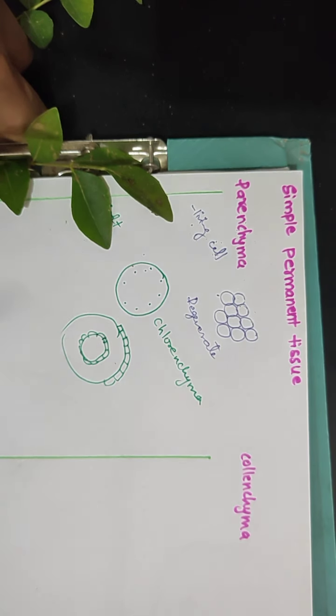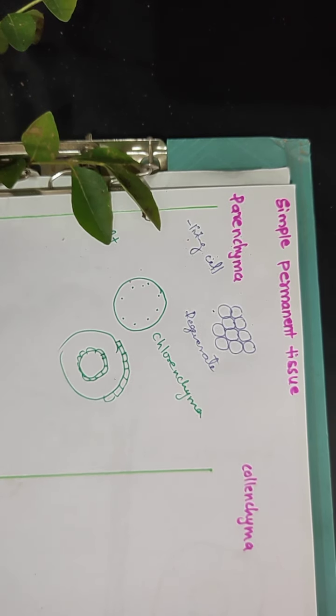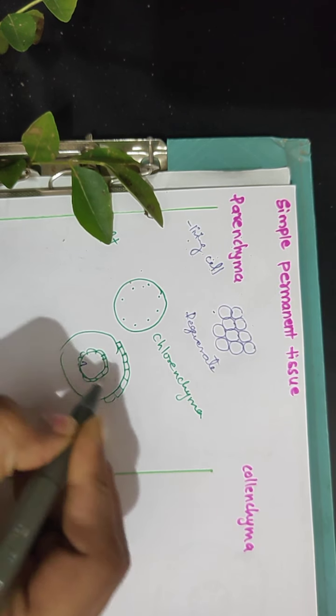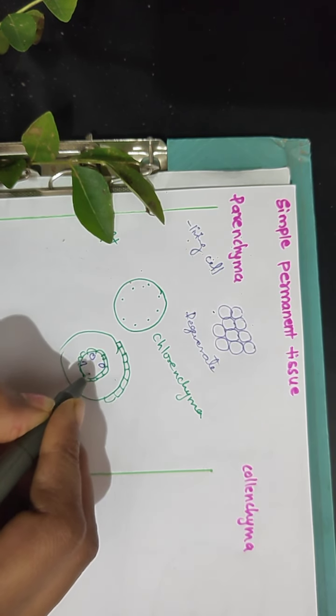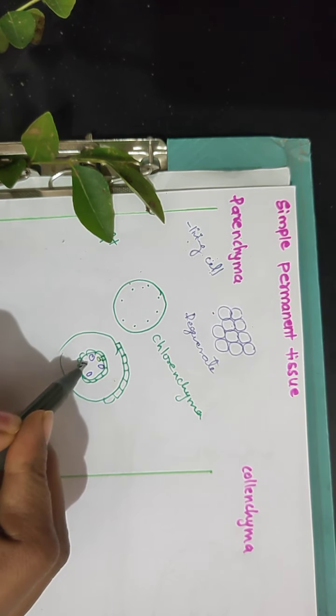There are bundles of xylem and phloem. Xylem I will be denoting in blue, and phloem I will be denoting in green, light green.